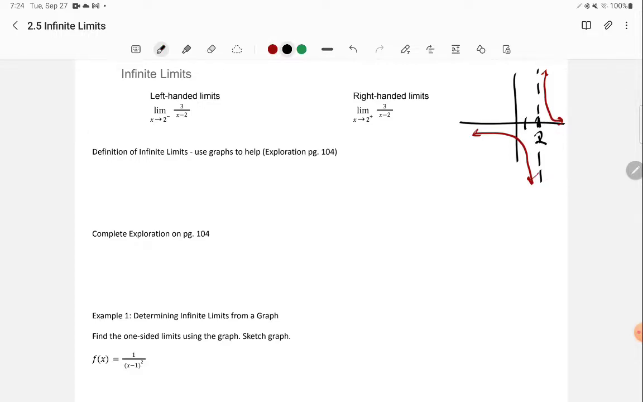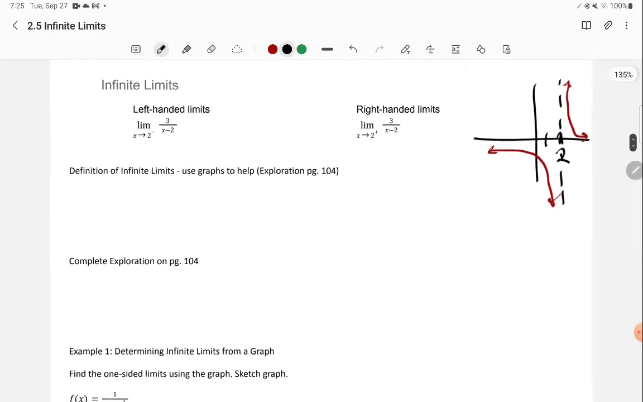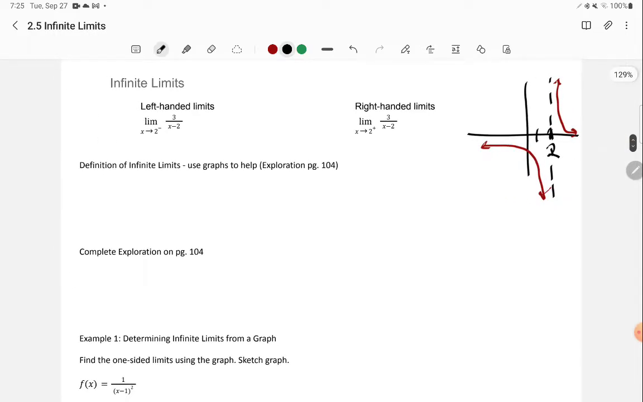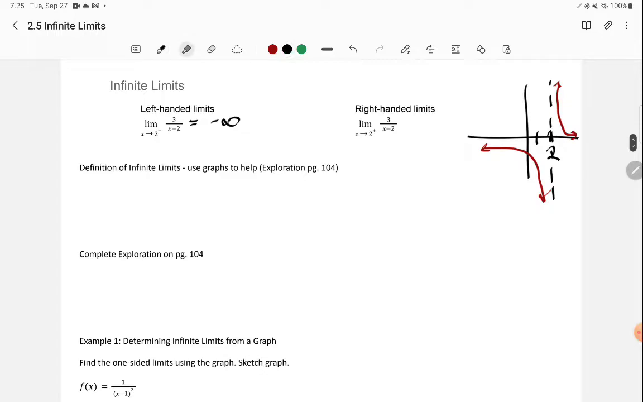1, 2. Okay, so with left-handed limits, in this case, you have the limit as x approaches 2 from the left of this function that we graphed in red on the right there, 3 over x minus 2. The left-handed limit is going to be negative infinity. Now, that's because if you follow from the left, it's approaching negative infinity down here. Again, it's always your y values. As x approaches this, what are your y values approaching?